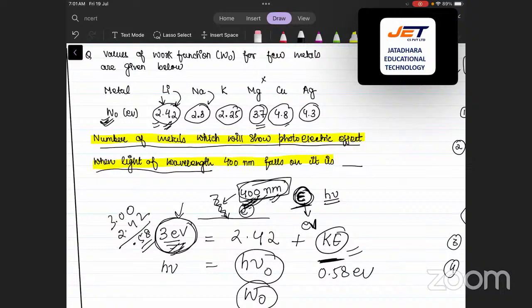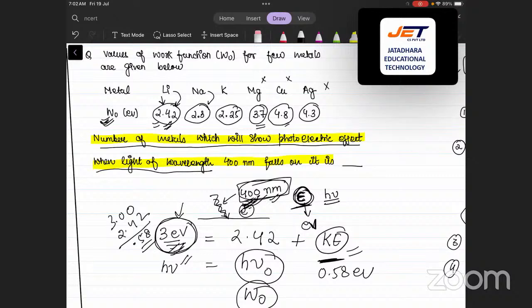Again, 4.8 is also more than 3 electron volt. So here also electron will not be ejected. And for silver also, there is no ejection of electrons. So this is a question which is based directly out of NCERT. So yes, your questions will be based out of NCERT.